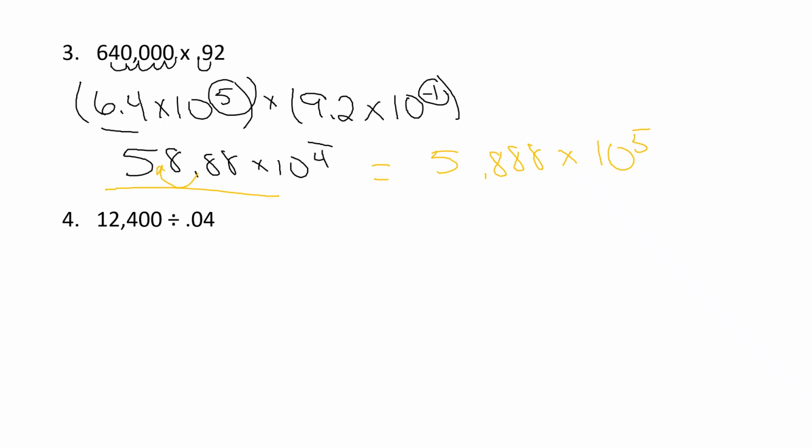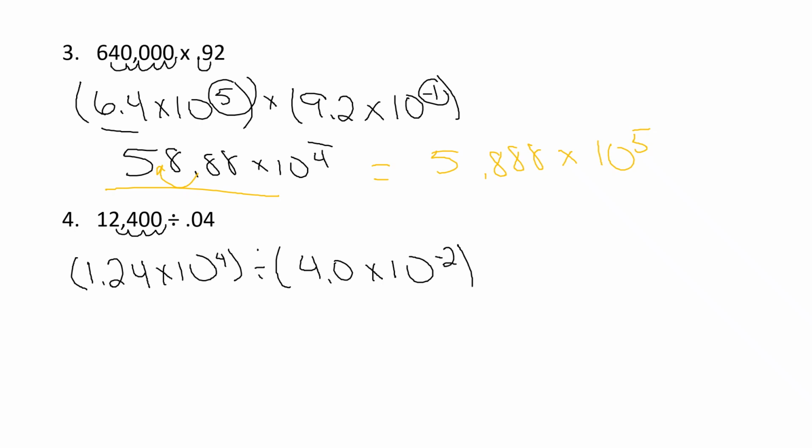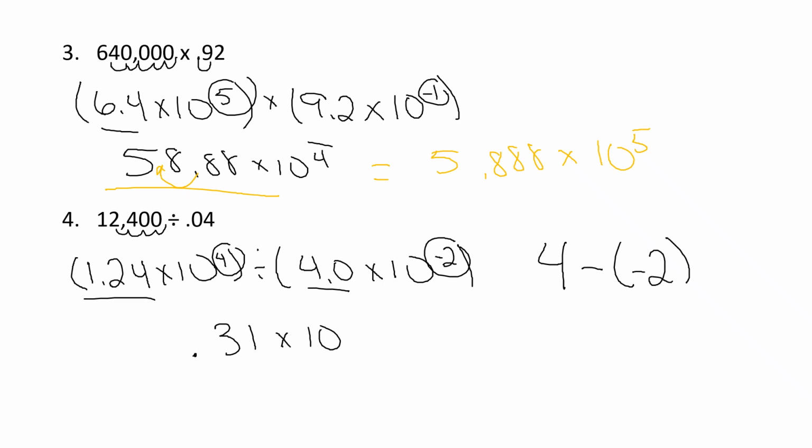All right, let's do these last three, which are division. My first step is the same. I'm going to convert to scientific notation times 10 to the 4th divided by 4.0 times 10 to the negative 2. I am dividing, so I'm going to divide my whole numbers this time. When I divide them, I get 0.31. I am dividing, so I'm going to subtract these. Now watch this. I have 4 minus negative 2. Minus and negative becomes a plus, so it becomes 10 to the 6th power.